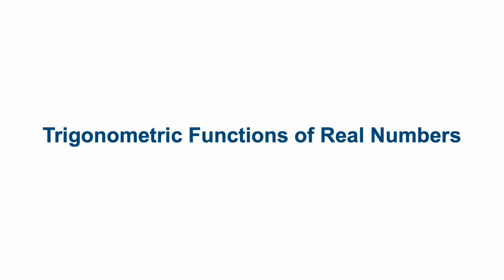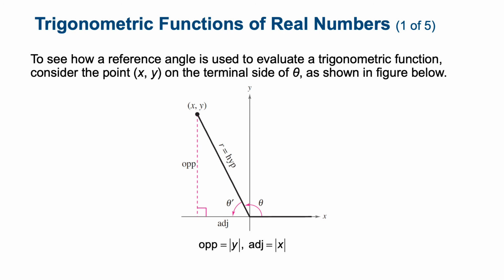Trig functions of real numbers. So how do I use a reference angle to evaluate a trig function? Let's look at this. Oh, I love this picture here. Let's say you have this point (x, y) on the plane, and I see the angle that ends at (x, y), drawn in the standard way, where one side of the angle lies directly on the positive x-axis, and the terminal side is somewhere else on the plane, and in this case, it's in quadrant 2.